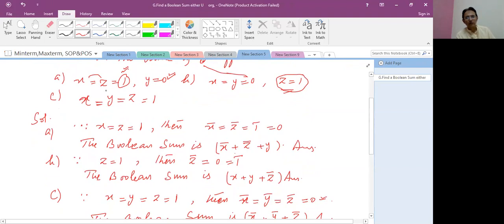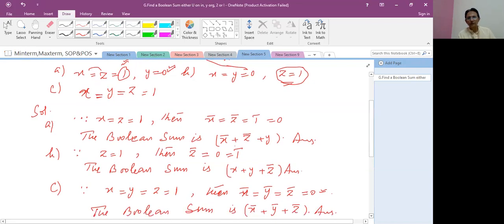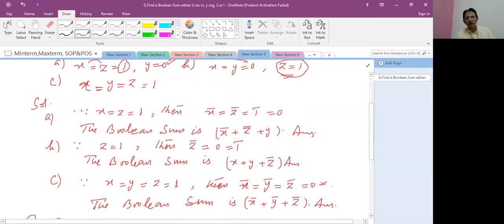Now the third part, x, y, z all are equal to 1, but when we convert into 0, it means we will take the complement of each element. As you know that x, y, z all are equal to 1, we take the complement of each element. So x complement, y complement, z complement, which means the complement of 1, which is equal to 0. So the answer, the Boolean sum, we write in this form: x complement plus y complement plus z complement.